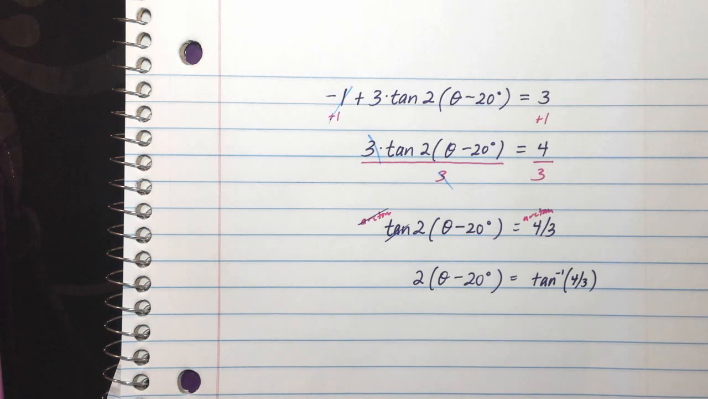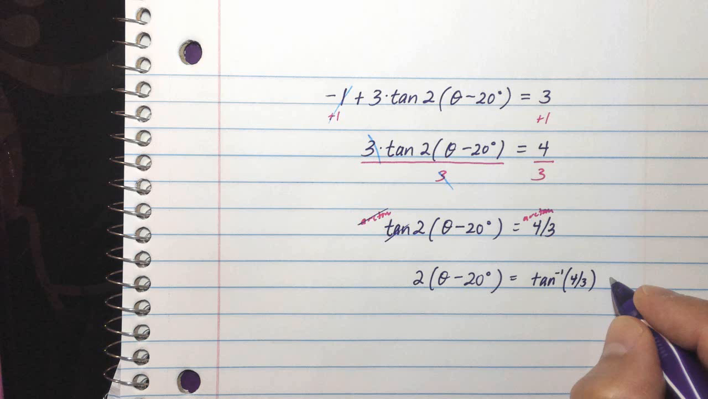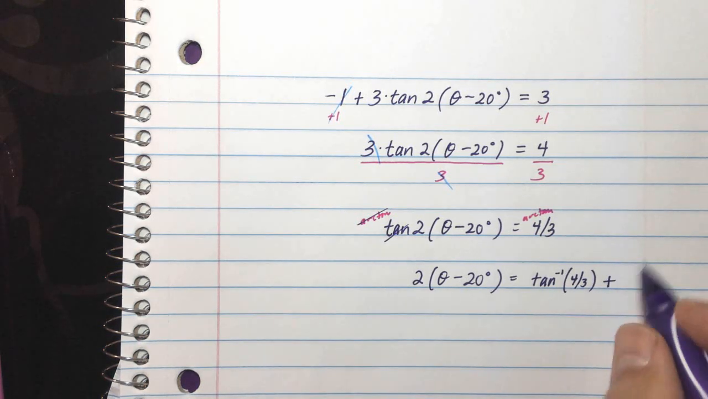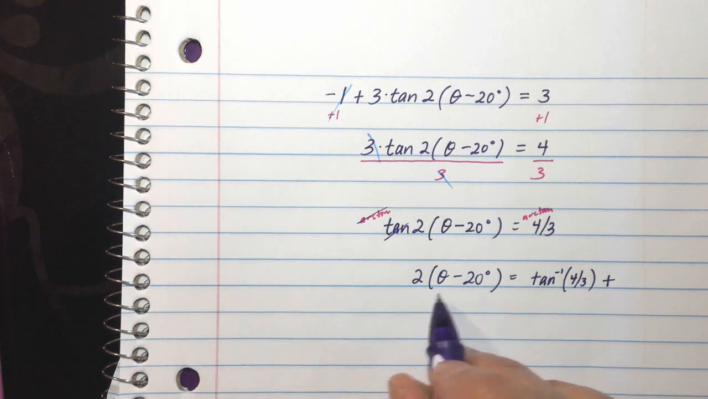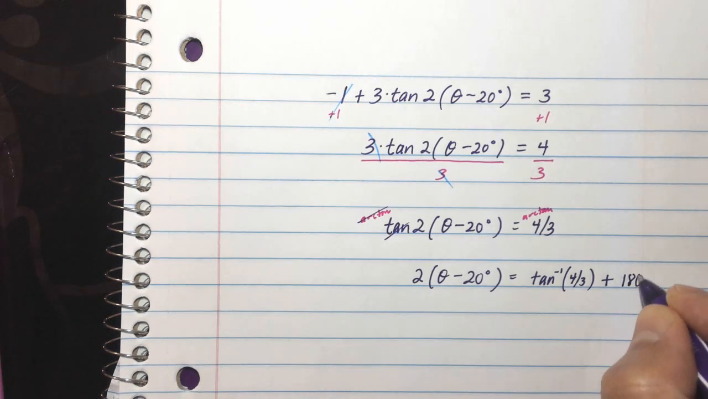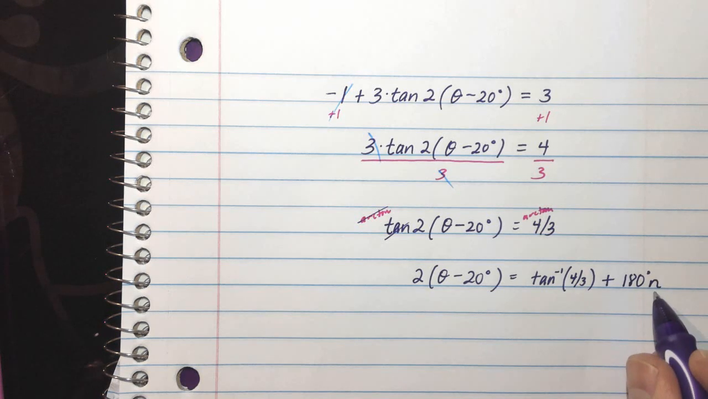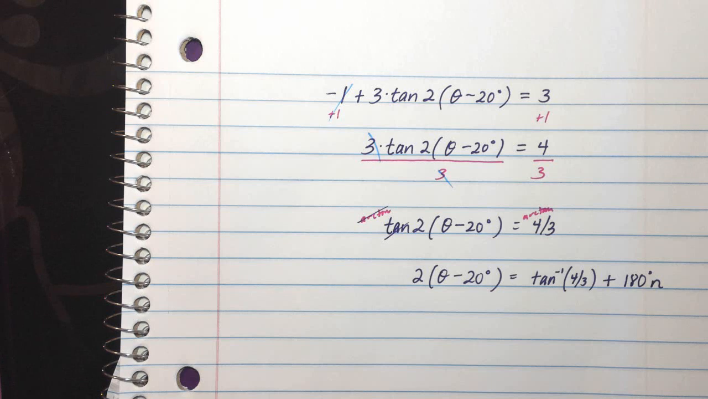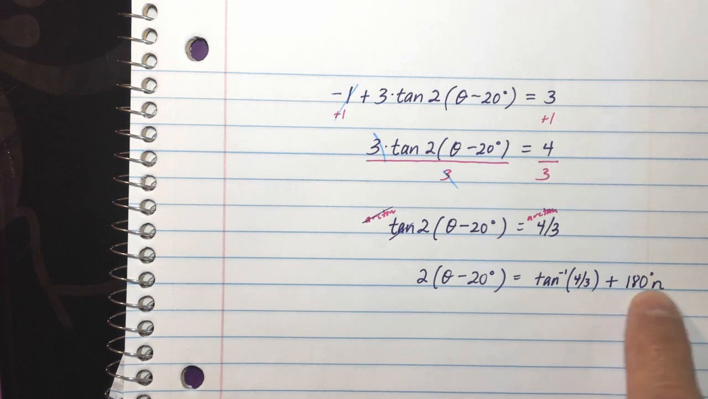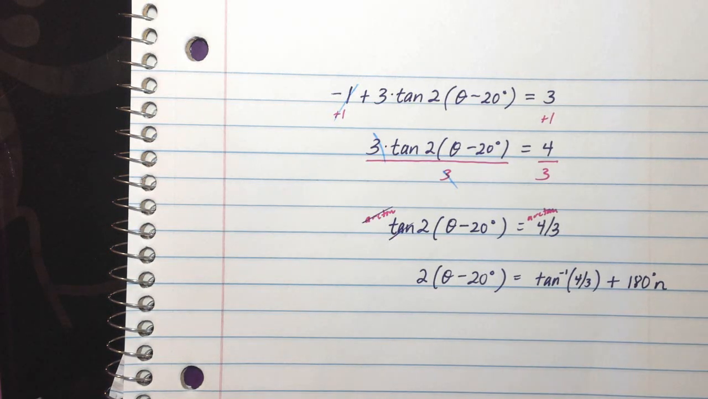Except there are an infinite number of other answers. And this is a degree problem. The period for tangent is 180 degrees times n, because there's an infinite number. N stands for number. So this will give us just one answer. Adding 180 times n gives you an infinite number of answers.